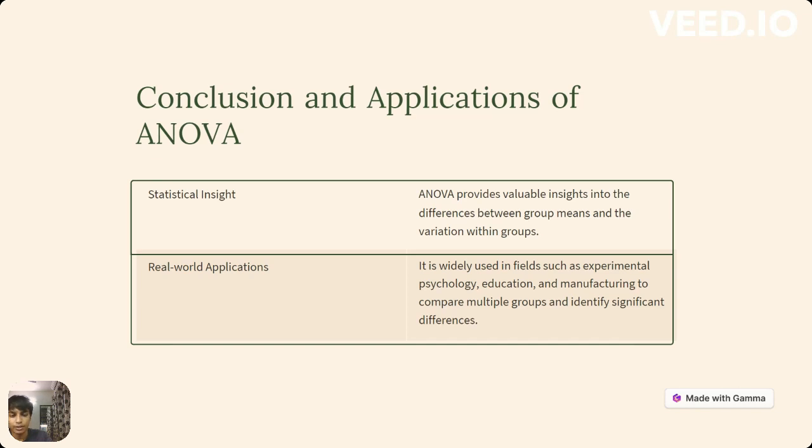ANOVA provides valuable insights into differences between the group means and the variation within the groups. It is widely used in fields such as experimental, psychological, educational, and manufacturing companies. So to conclude, ANOVA is a technique where we can rely on small values to sum up and get the sources of variation, the sums of squares, SSA, mean squares, MSA, and F ratios.